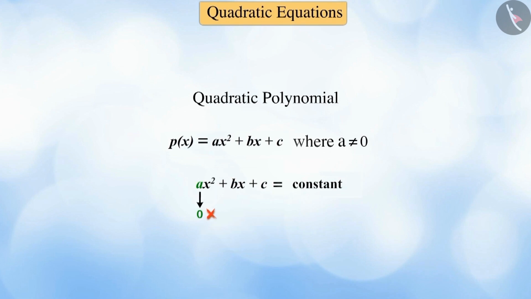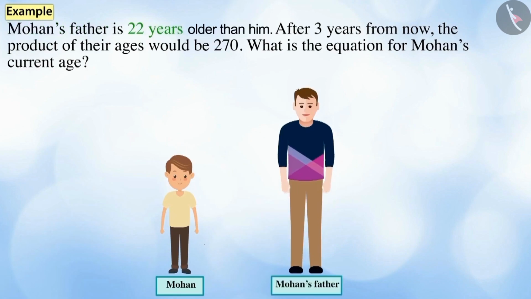So based on this conclusion, let's try to understand quadratic equations. Mohan's father is 22 years elder to him. After 3 years from now, the product of their ages would be 270. What would be the equation for Mohan's current age?